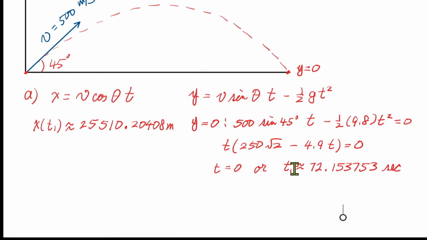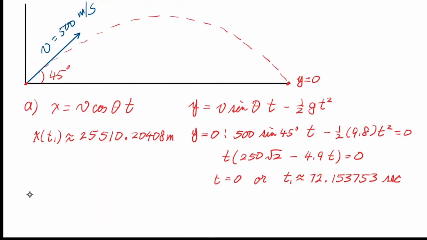B. How high overhead will the projectile be when it's 5 kilometers downrange? Okay. So 5 kilometers, the whole thing is 25, so let's say 5 kilometers here. I'm gonna throw the line somewhere here, right?